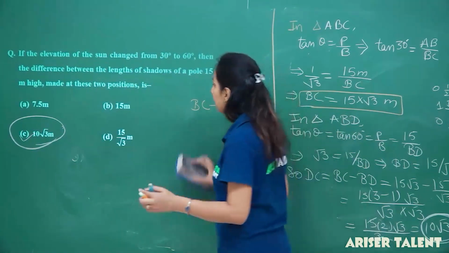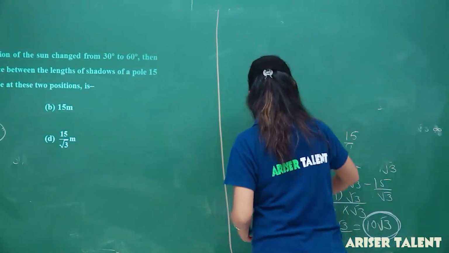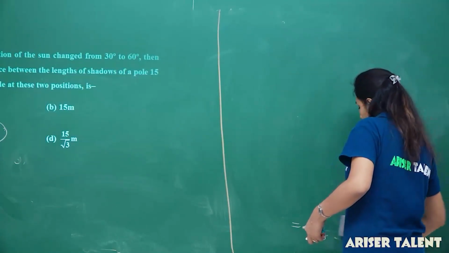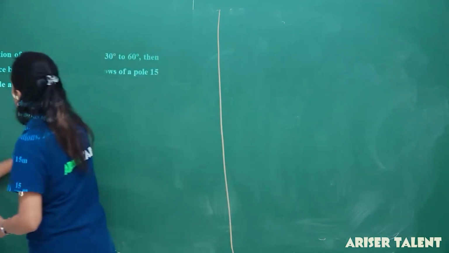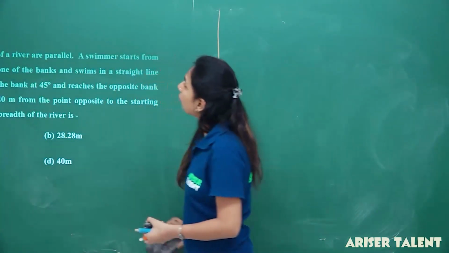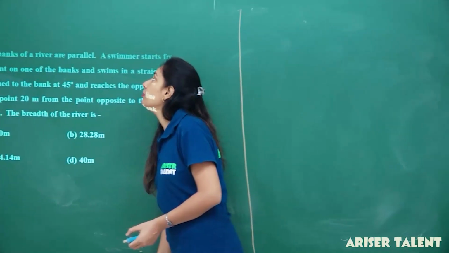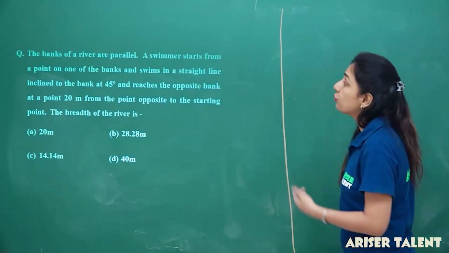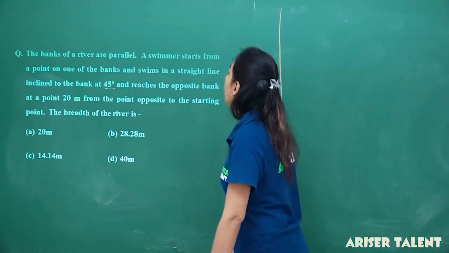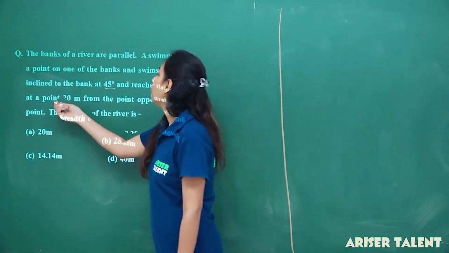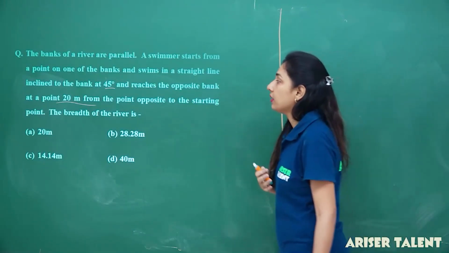Now I'm rubbing this part. Going further with the next question: the banks of a river are parallel. A swimmer starts from a point on one of the banks and swims in a straight line inclined to the bank at 45 degrees and reaches the opposite bank at a point 20 meters from the point opposite the starting point. Find the breadth of the river.